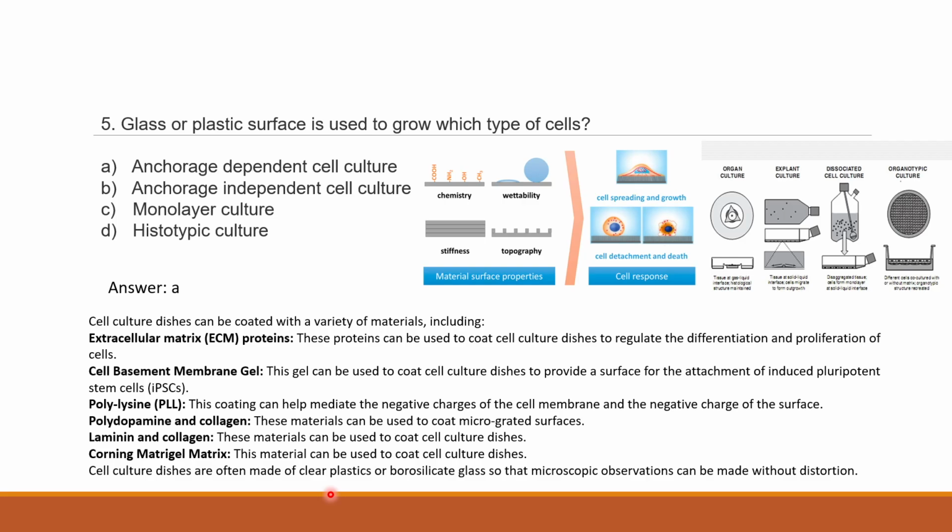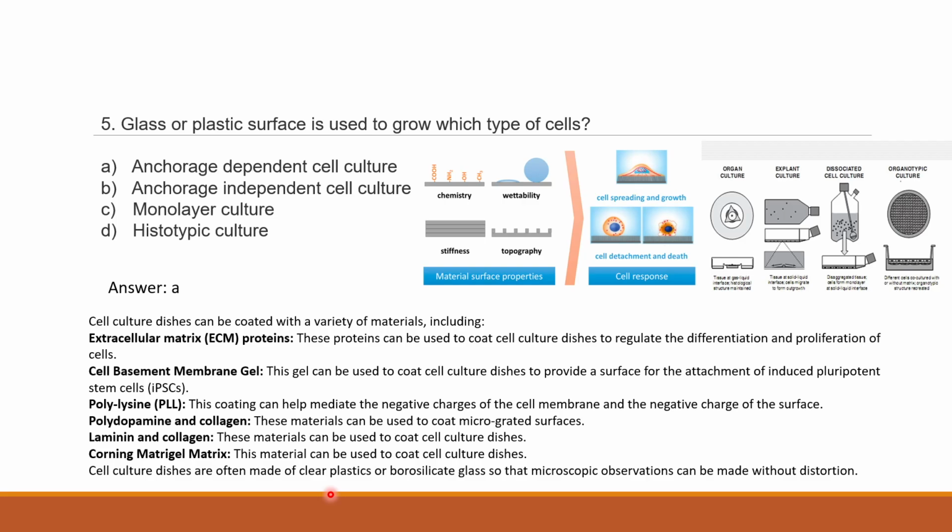Then Corning is a company. Not only Corning, you can use any other well sophisticated company. They will provide Matrigel matrix. There are very few companies which provide this.